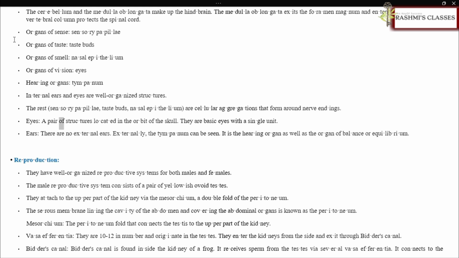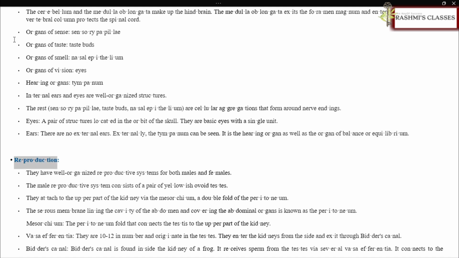Eyes, a pair of structures located in the orbit of the skull. They are basic eyes with a single unit. Ears, there are no external ears. Externally, the tympanum can be seen. It is the hearing organ as well as the organ of balance or equilibrium.